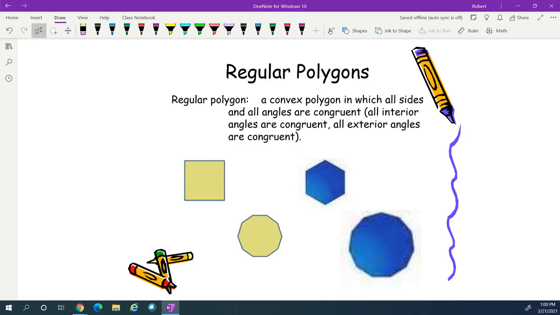We also have regular polygons. Regular polygons mean that all of the sides are congruent, all of the interior angles are congruent, and all of the exterior angles are congruent. So they're perfectly symmetrical, they have perfect balance. Again, we learned about number of sides, interior angle, sum of the interior and sum of the exterior. Now we're saying all of the sides are congruent, all of the interior angles are congruent, all of the exterior angles are congruent.